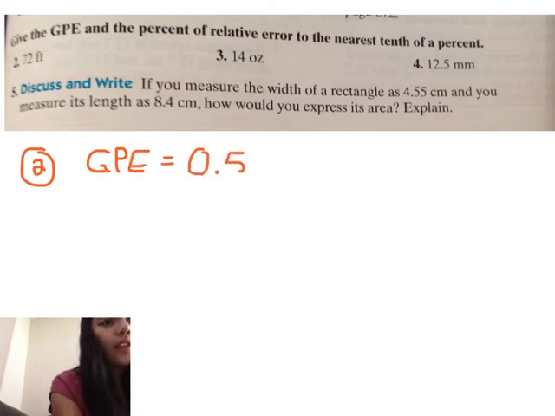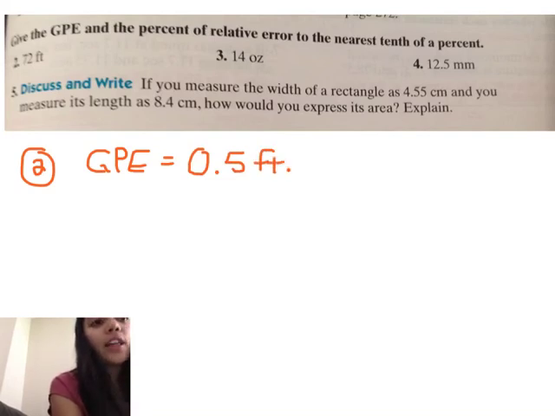Okay, so here's a few examples. I'm going to do number 2 with you. Give the GPE and the percent of relative error to the nearest 1/10 of a percent. So the GPE is always going to be a 1/2. It just depends on the unit of measure. So for number 2, it's 72 feet. So that means my GPE equals 1/2 foot. That's all that means.